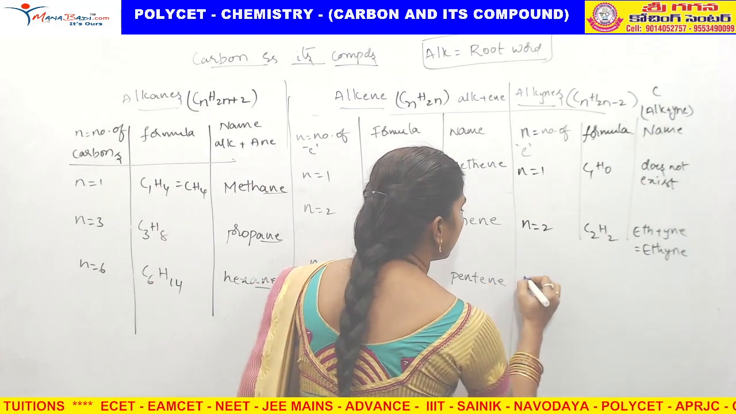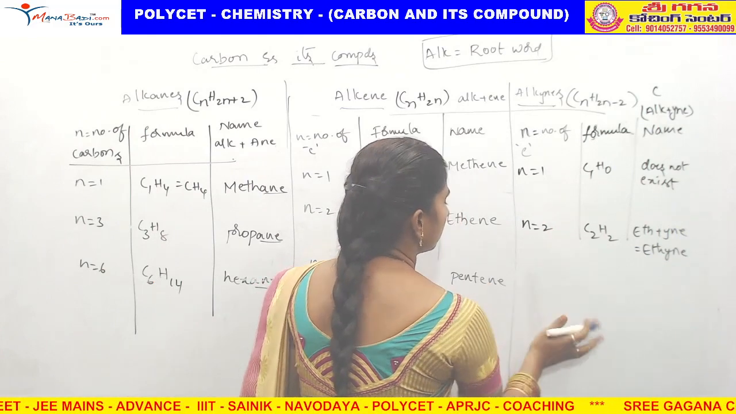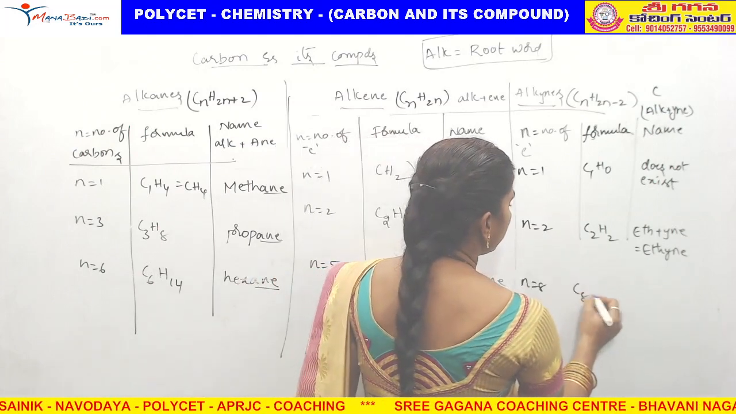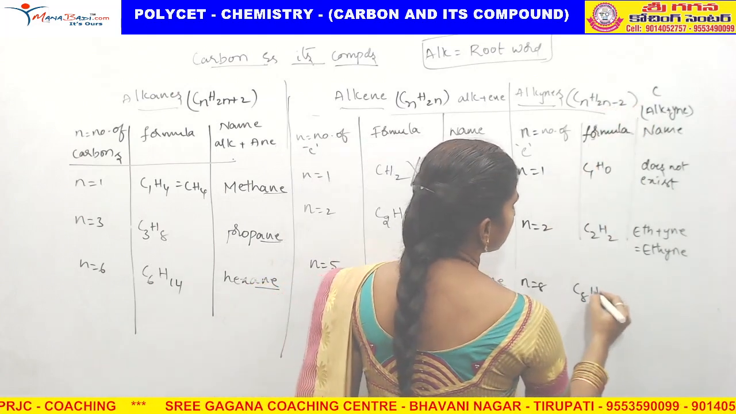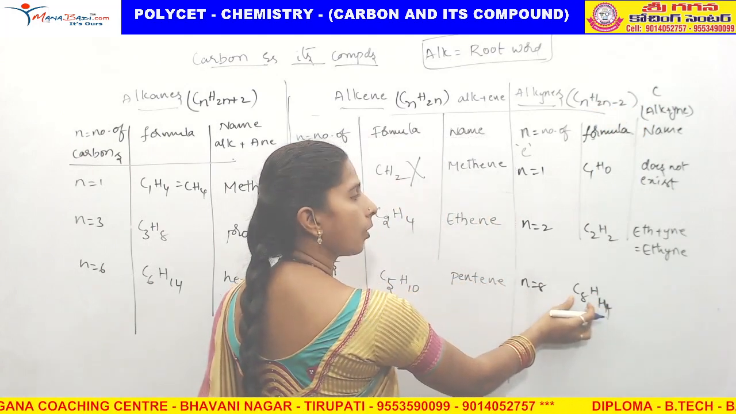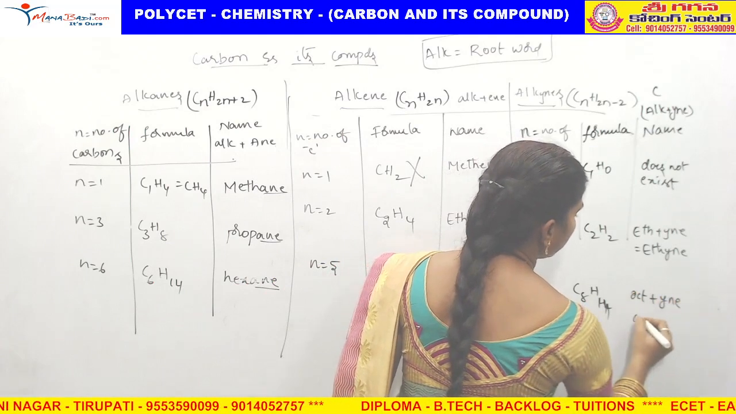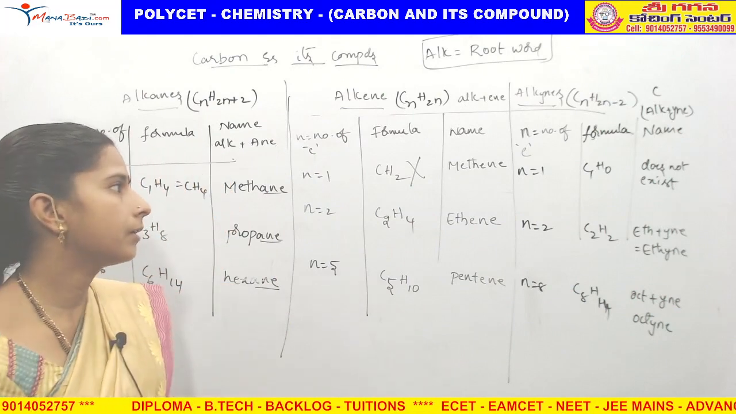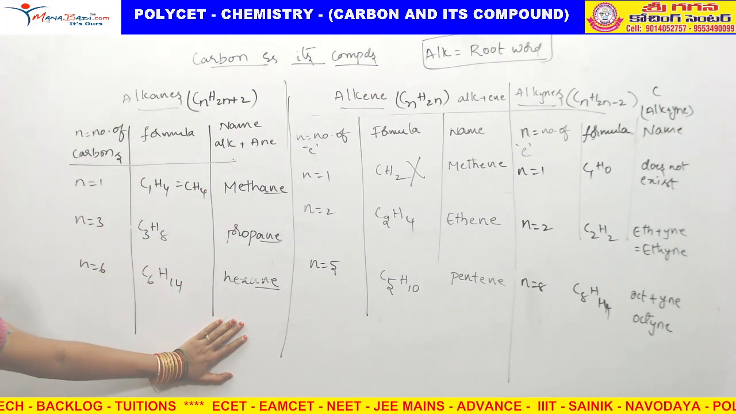For example, n is equal to 8. C8, 2 times 8 is 16 minus 2, 14, H14. What would be the name? 8 carbons means oct. Oct plus yne, octyne. This is the way to write the name. I hope you understand.